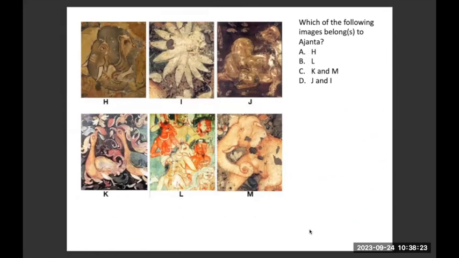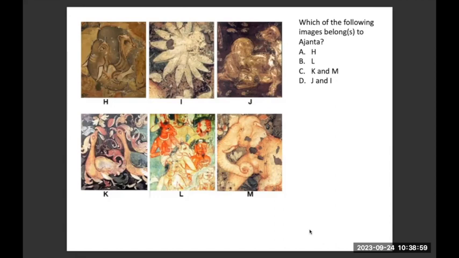So here you're given different art forms, I mean, different pictures of artwork. What you have to guess is which of the paintings belong to Ajanta. Look at the colors. Your colors are the clue of guessing which belongs to Ajanta and which does not belong to that area. I know it is difficult, so I'm just going to jump to the answer.